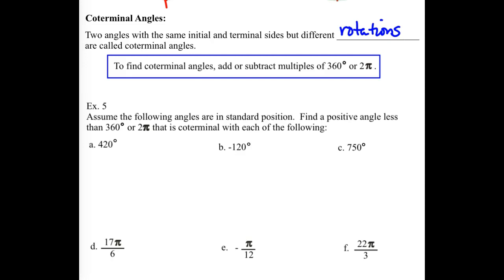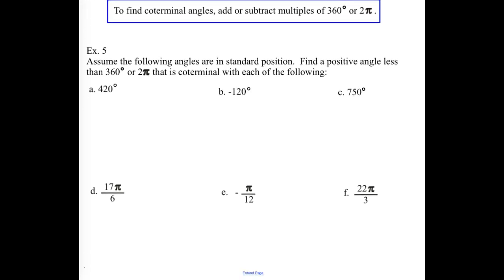A full circle is either 360 degrees or 2 pi, depending on which kind of notation you're using. All right, so for our example, it says, assume the following angles are in standard position, meaning we're starting at that positive x-axis. Find a positive angle. I can create a negative angle as well, but in this case, we're asking for a positive angle less than a full circle, less than 360 degrees or 2 pi, that would be coterminal to the given angle.